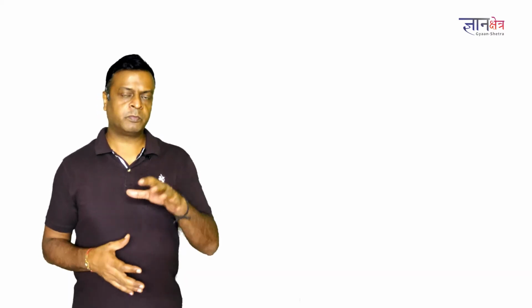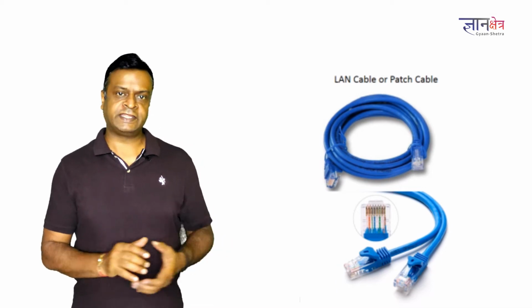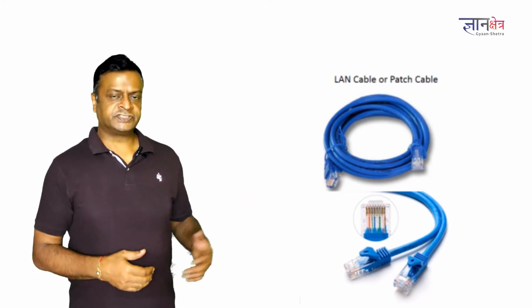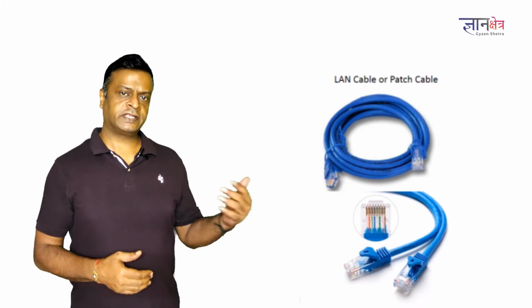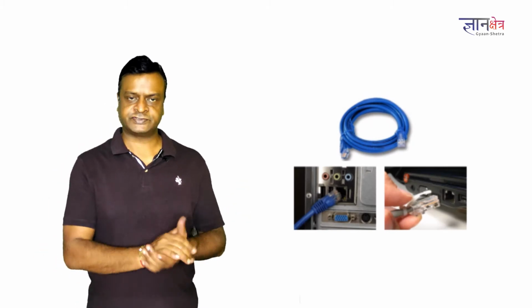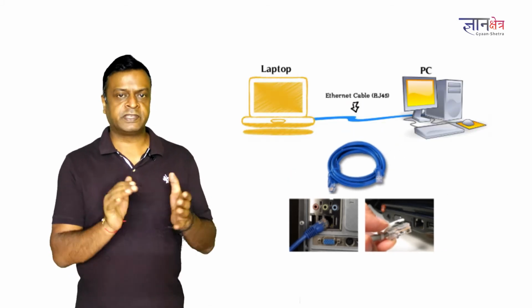Now what else do we need? Right now we are talking about wired communication, so we need a wire. That wire is called a patch cable or a LAN cable, which you can purchase from any computer shop. After purchasing, we need to connect one end to the laptop and one end at the back of your desktop. This way, we have made a simple network.